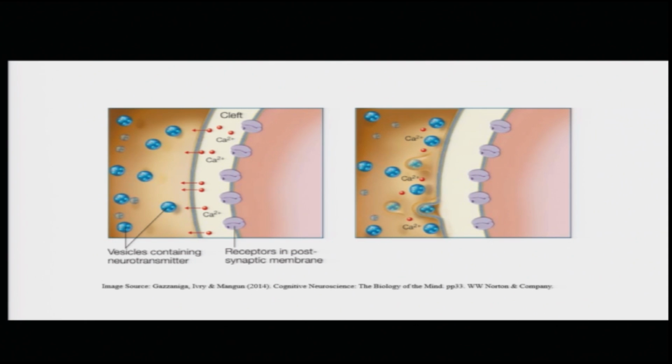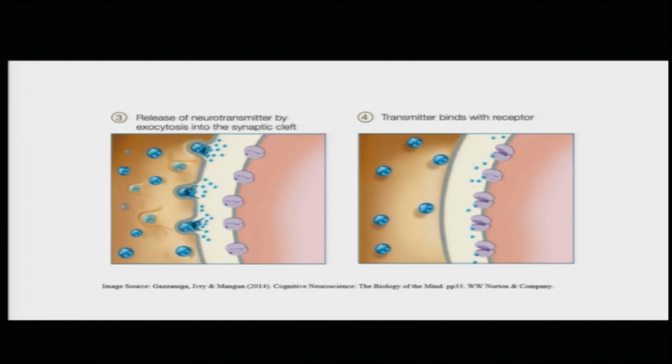Here you can see that the calcium channels have opened and the vesicles are moving towards the presynaptic neuron's membrane. You can see in the next figure on the right that they then fuse with this membrane, and eventually they open up, releasing the neurotransmitters in the synaptic cleft.